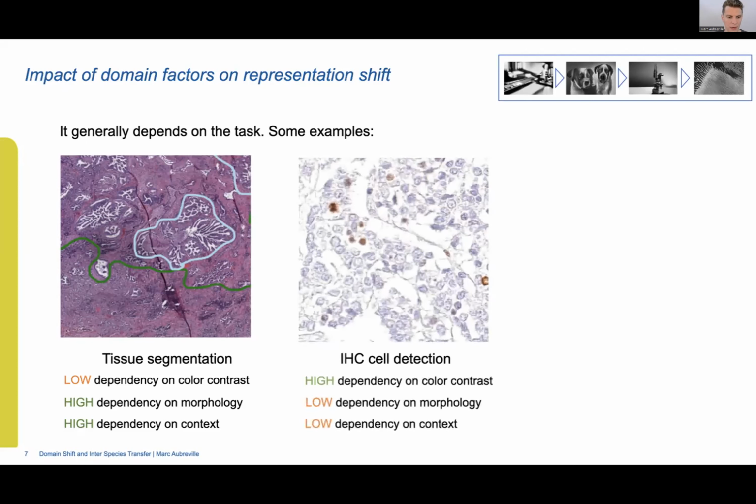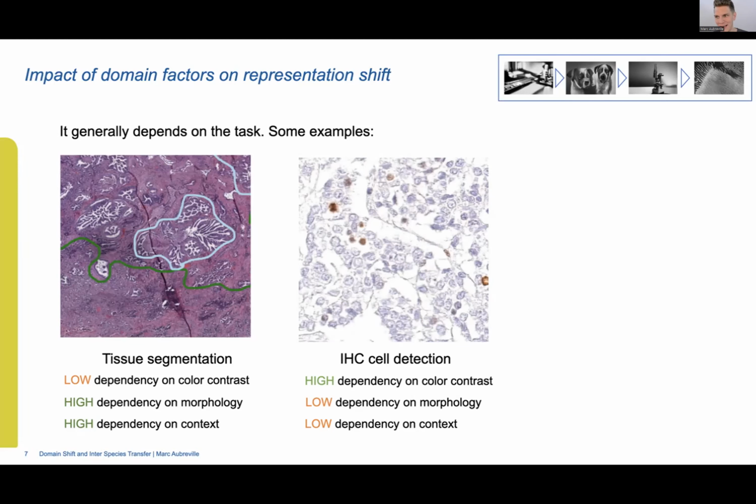In this case, you have a high dependency on the color contrast. You cannot just change the hue, for example, of this image. It will just not work anymore. You have to be careful when augmenting these images, and so on. On the other hand, you have a rather low dependency on the morphology, because you have the specific stain that highlights everything that you want to have, and you have a low dependency on the context also, right? Because also the context is not that visible anymore.